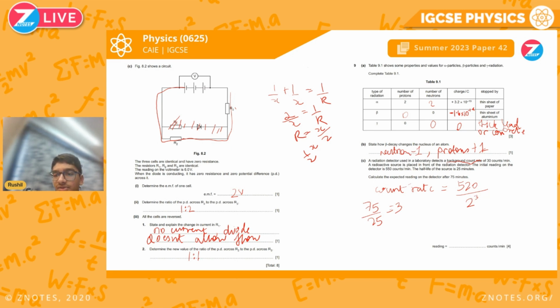So it's basically 520 divided by 8, which is the count rate after 75 minutes, because the count rate has halved thrice. We can also just divide it by 2 three times, which gives 65. So now the actual count rate from the substance is 65. However, the question is very specific. It asks us the expected reading on the detector. On the detector, it'll show a background count rate of 30 counts per minute. So the reading on the detector will be 65 plus 30, which is going to be 95 counts per minute.